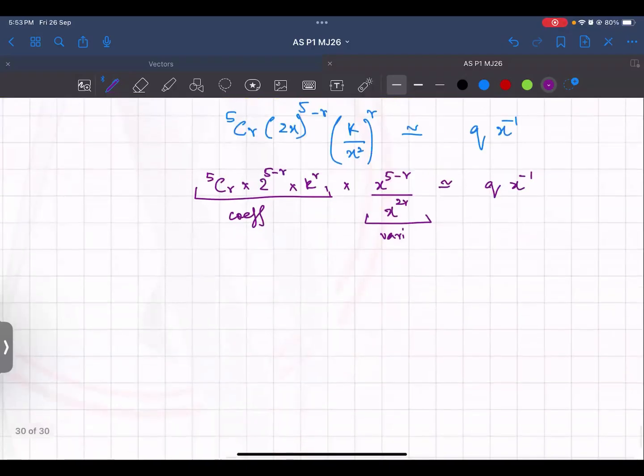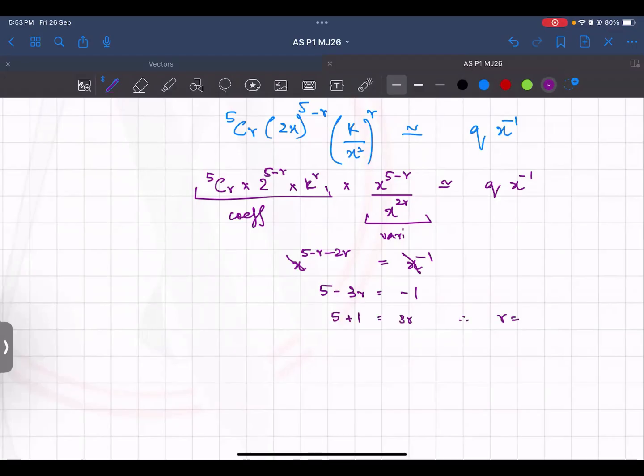So now we can compare the variable part with the variable part after using indices. 5 minus r minus 2r is equal to x power minus 1. So you have the same base now, cancel out the bases. 5 minus 3r is equal to minus 1. And so 5 plus 1 is equal to 3r.